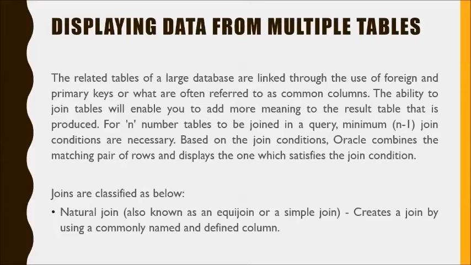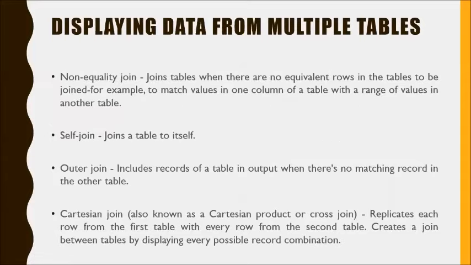Based on the join conditions, Oracle combines the matching pair of rows and displays the one which satisfies the join condition. Joins are classified as below. So we have the natural join, also known as an equijoin or a simple join. It creates a join by using a commonly named and defined column.